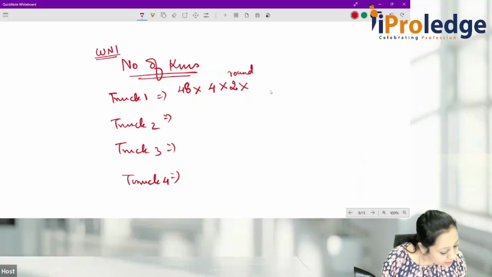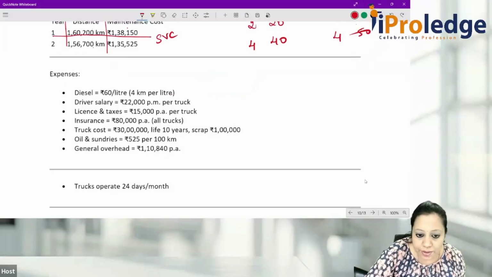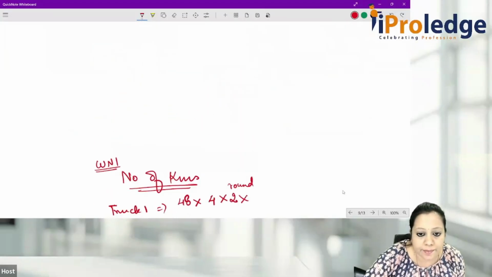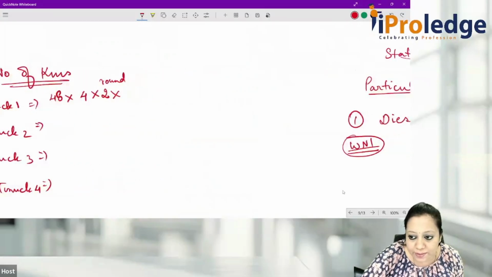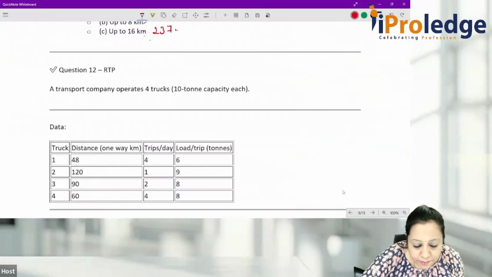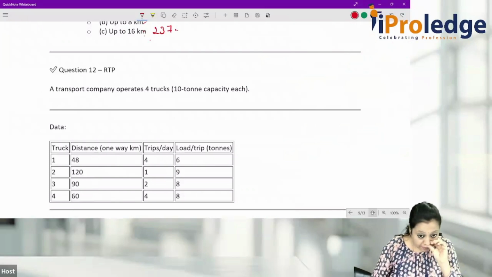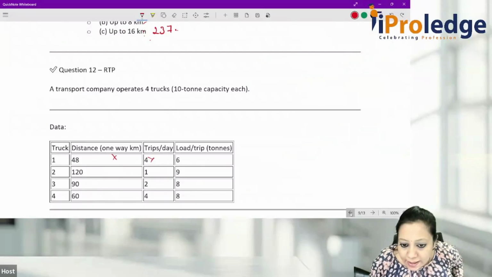One way distance into 2. Into 4, that is already given number of trips. Into load carried each trip. Load carried each trip, that will not be considered right now. Isn't it, students? That will not be considered right now. Okay. So now this is going to be what? Let me just show you the question. Yes. So basically, we have these things. We are directly taking them into consideration, right, students?